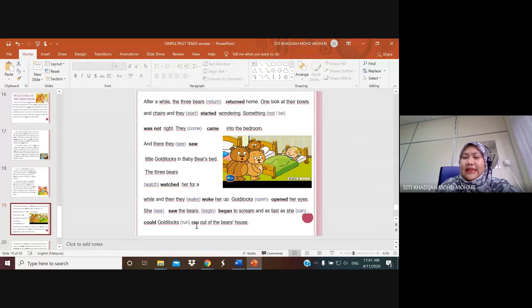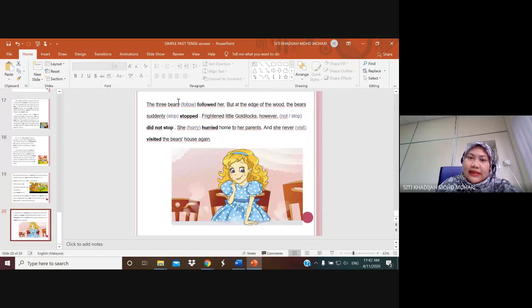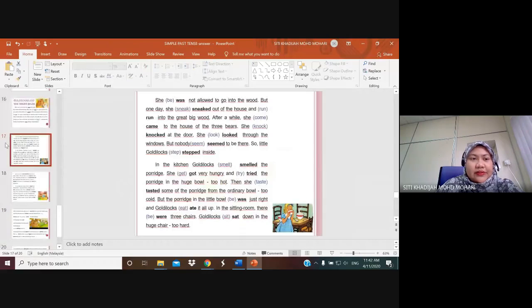Goldilocks ran out of the bears' house. The bears followed her, but at the edge of the wood, the bears suddenly stopped. Frightened, little Goldilocks, however, did not stop. She hurried, ED, home to her parents, and she never visited the bears' house again. So, never visited.